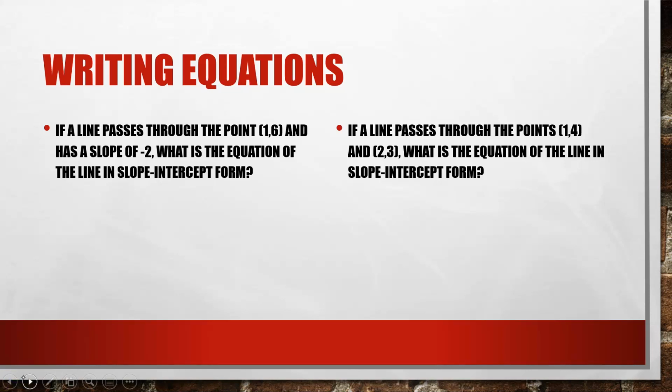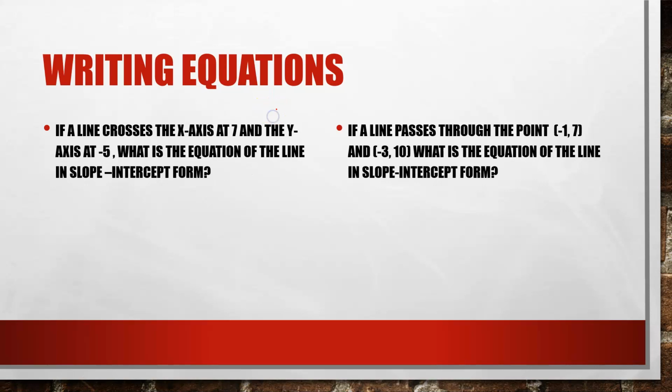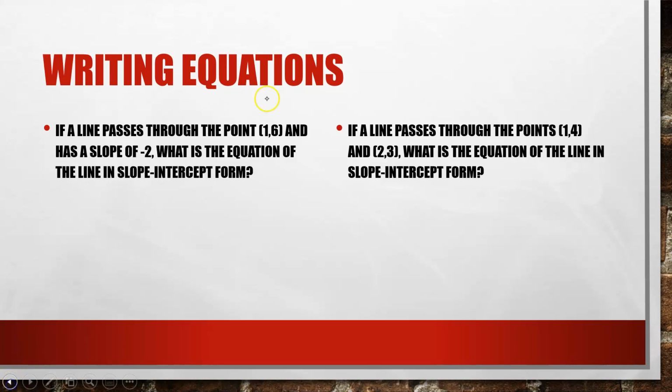All right, so we have this point and the slope. So let's fill in the information we have. We have y equals mx plus b. I have y equals -2x plus b. So we need to find the b.